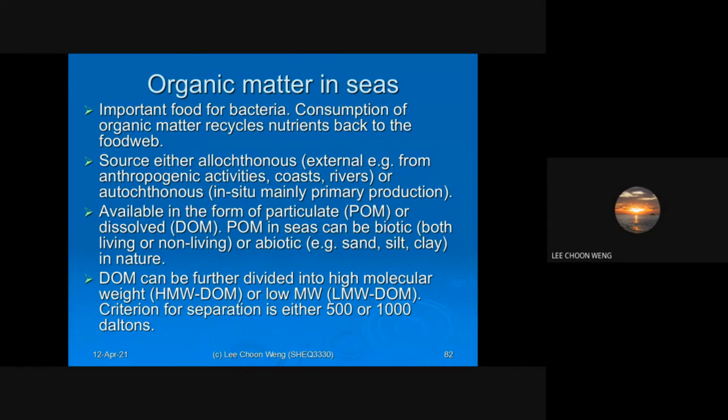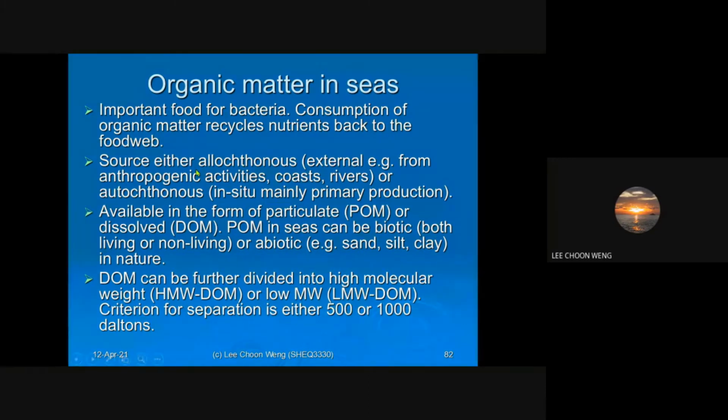So when we are looking at the dynamics of a component in the sea, for example, organic matter in the sea, we like to understand the inputs and the outputs. What goes in, what contributes to its concentration, and what depletes its concentration.